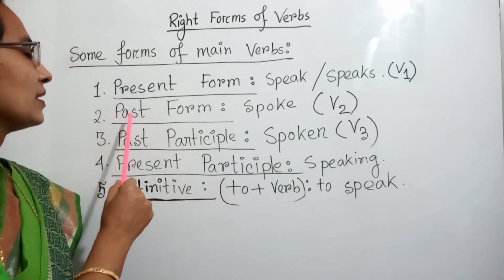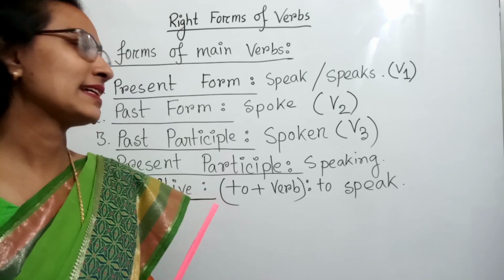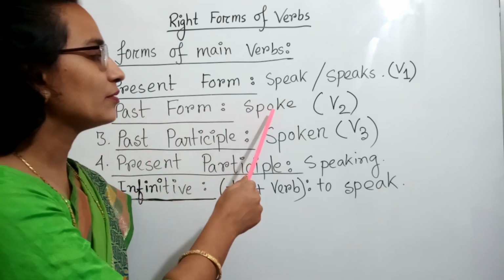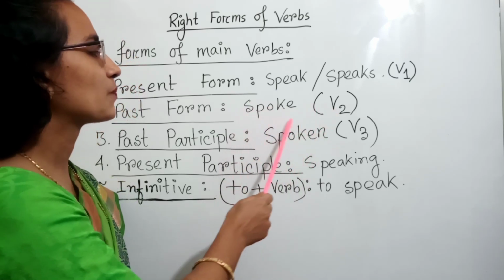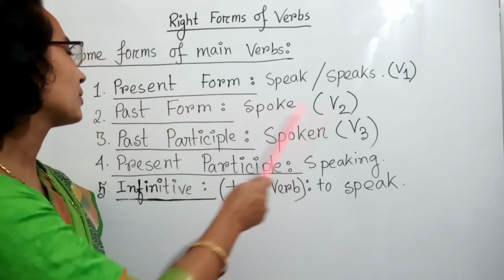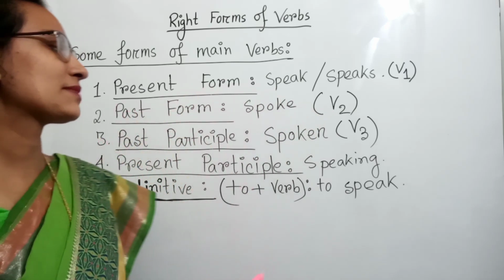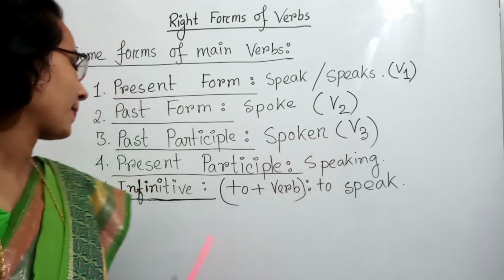Then number 2, if the passage indicates past tense, that times you need to write the V2 form. That means spoke. V2 is the past form. Number 3, past participle form is spoken. That is called V3 form.